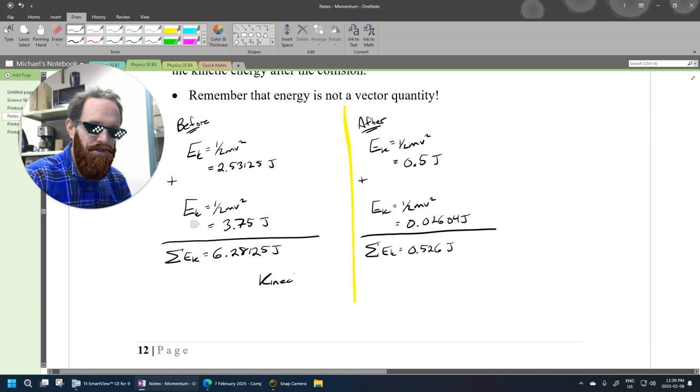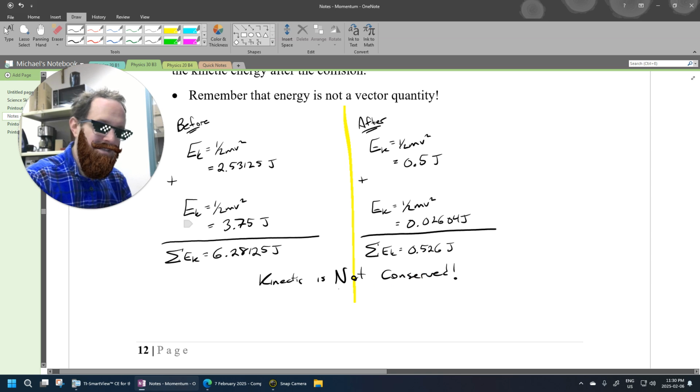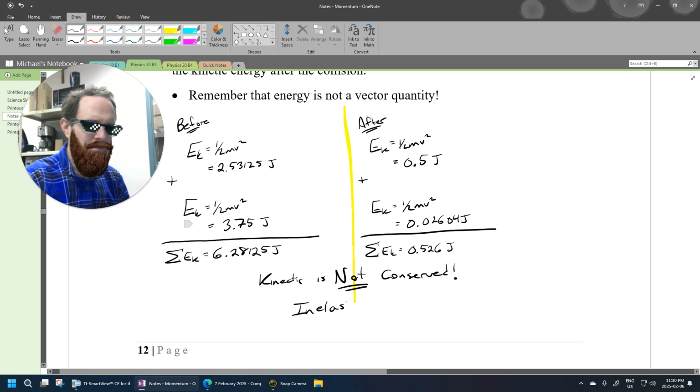Kinetic energy is not conserved. Because it's not conserved, this is inelastic. Or non-elastic? Inelastic is a better word for that. Inelastic collision.